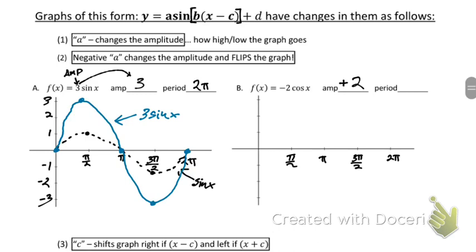That negative just tells you to flip it. That's all that negative does, is it tells you to flip it, but it does not change the amplitude. It's still a positive 2. The period is still 2 pi, because we don't even know how to change it yet, so it must be 2 pi. Let's go ahead and mark our y, 1, 2, 3, -1, -2, -3.